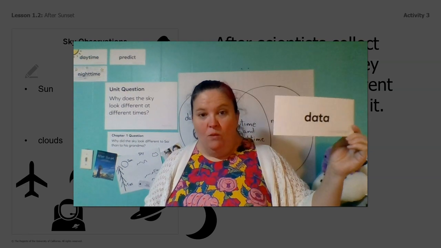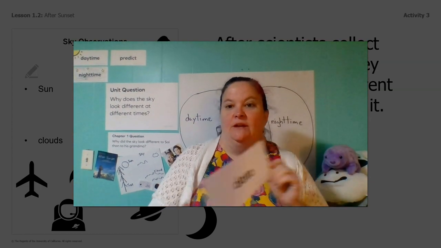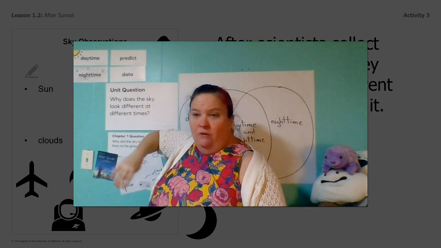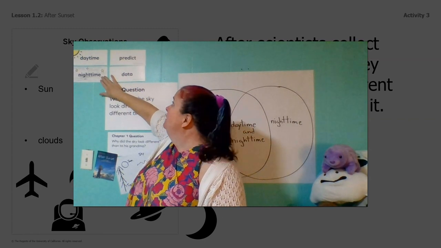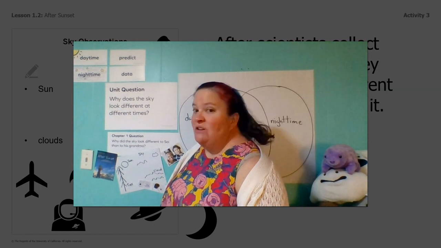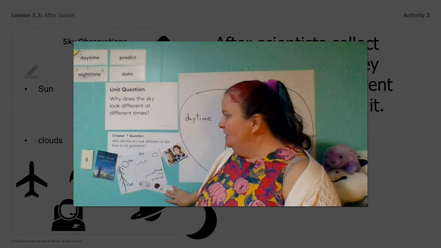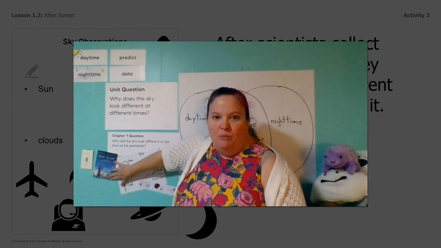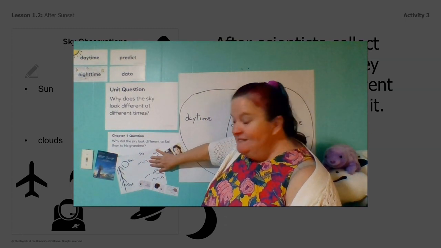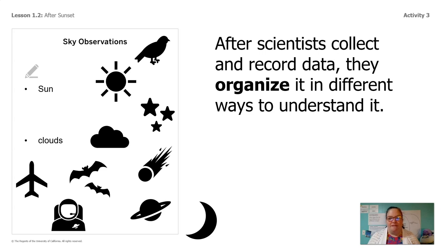Let's talk a little bit about what data is, okay? So first I'm gonna add data to my vocabulary list. I'm gonna add it right here. So if you look, we have four words up there already. We have daytime, nighttime, predict, remember that's what we did yesterday, and we have data, right? And data is all of this information that you record and gather during an investigation. So all of that information we got from our book After Sunset, that's data. Our sky observations in the morning and the afternoon, that's data, right? And so all of this stuff that we've gathered so far is data. So this is the data we need to organize, right?